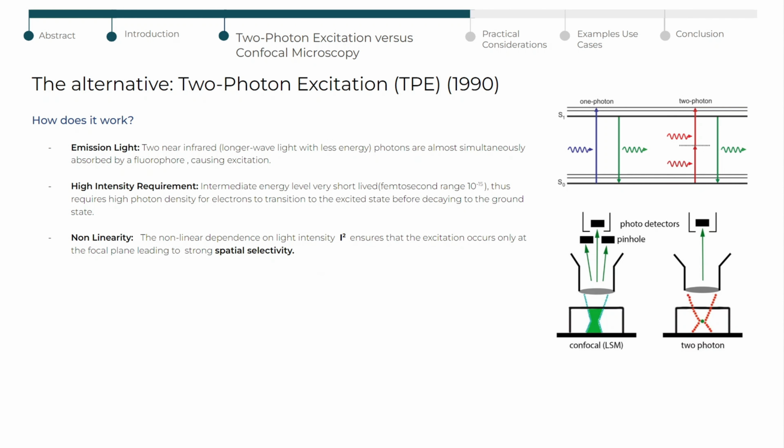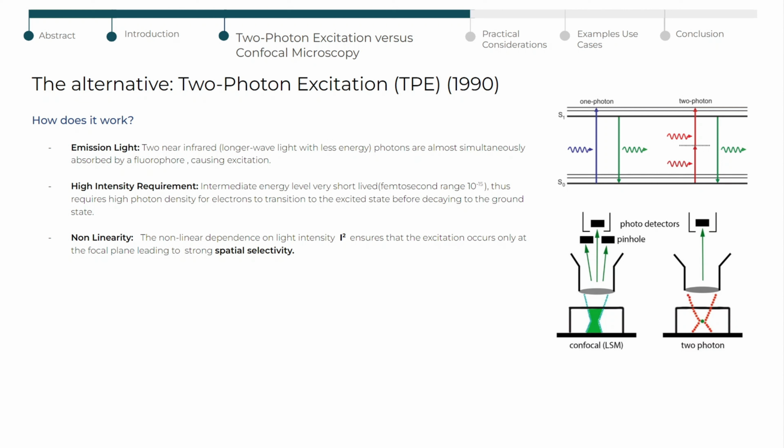One of the other main features of TPE is its nonlinearity. In one photon excitation, reducing the laser power by half would also cut the fluorescence in half, because it scales linearly with the photon concentration. In contrast, two-photon excitation is nonlinear, scaling with the square of the photon flux, which is represented with I squared, because the fluorophore has to absorb the energy from two photons at the same time, which has a much lower probability to happen. Which means in TPE, cutting the laser power in half reduces the fluorescence to a quarter.